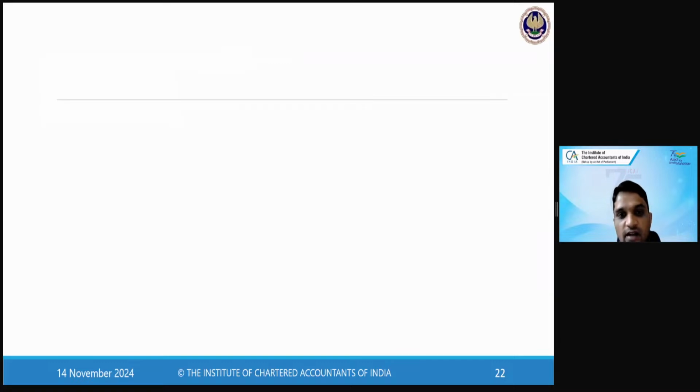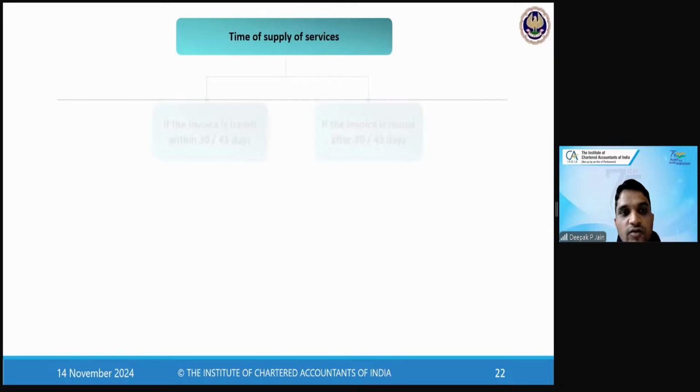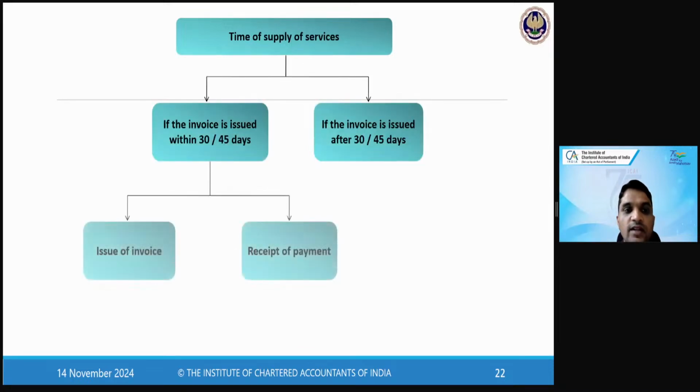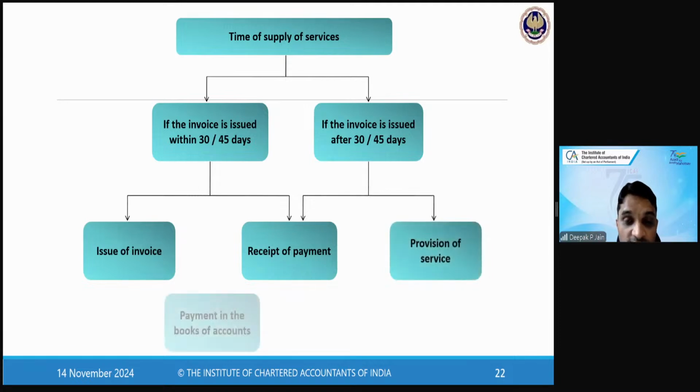30 days and 45 days and a quarter, right? So this also we have understood that if you raise the invoice within time, then it is issue of invoice or receipt of payment. But if you raise the invoice after the statutory time limit, which is 30 days, then the time of supply is receipt of payment or provision of service, whichever is earlier. Now, in both these cases, one thing is common, which is receipt of payment. So in case of receipt of payment, what do we have to do? We have to see when is the payment received.